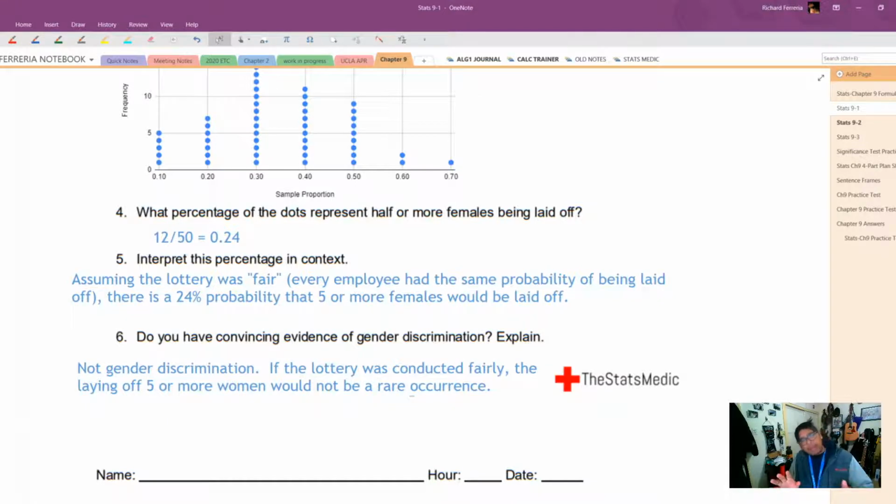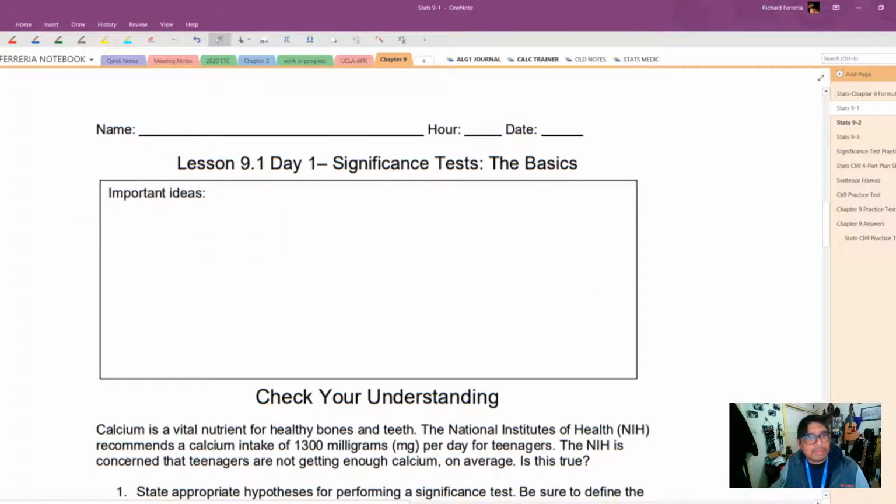And that right there is kind of Chapter 9 in a nutshell. This is everything we're going to be doing, maybe not with simulation, although there is a lot to be said about doing these kinds of problems with simulation. But the kind of logic that we employed here is going to be the same thing that we do for the rest of the chapter. So let's take a look at our important ideas.